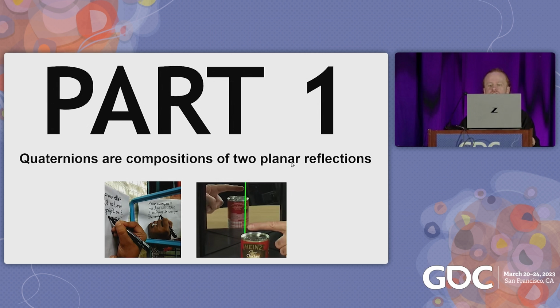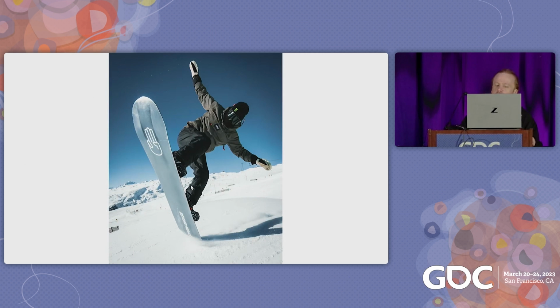Quaternions are compositions of two planar reflections. And the motivating video gaming example that we have temporarily is a snowboarding game. You want to make a game about snowboarding. And to make a game about snowboarding, you're probably going to be very concerned with the plane that is defined by this snowboard and the plane that is defined by the ground. In this case, this snowboarder is about to land on the ground, and you might want to do various things at that specific point when they're going to land.